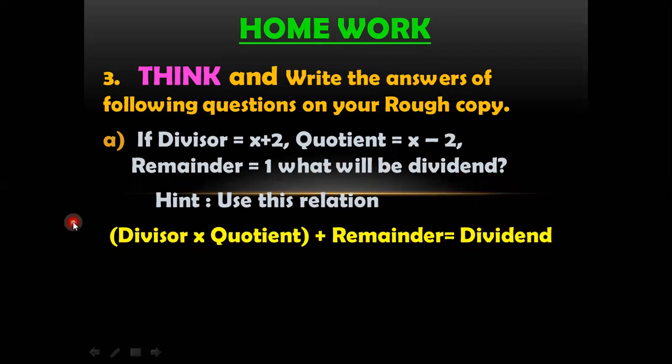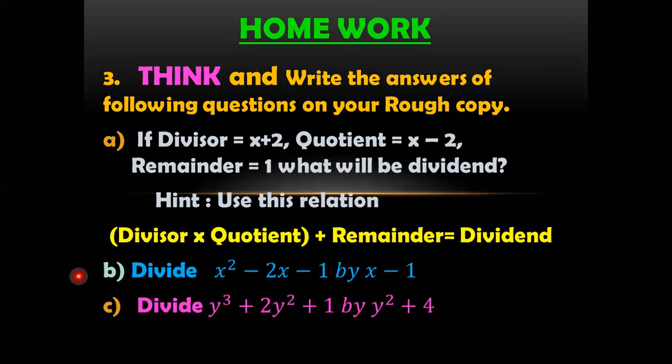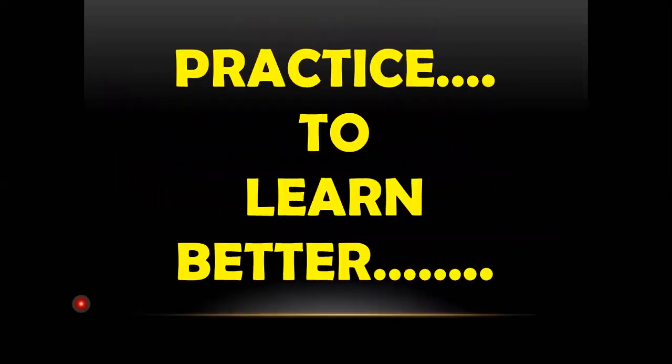And question number 3 part B is that simply you have to divide x square minus 2x minus 1 by x minus 1. By the long division method you can do it, or by some other method if you know, or divide y cube plus 2y square plus 1 by y square plus 4, right? But you can do it by the division method or by some other method if you know. And I hope you will practice all these things to learn better. It will be good for you. You will not forget the things.